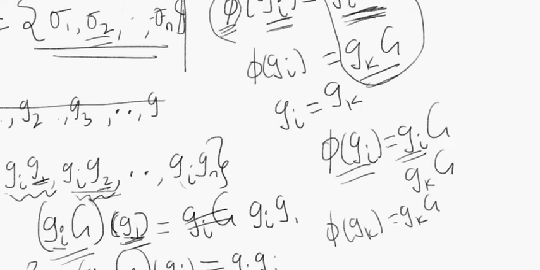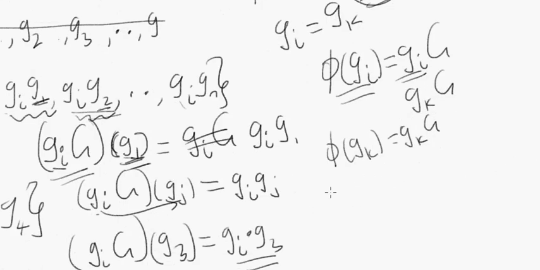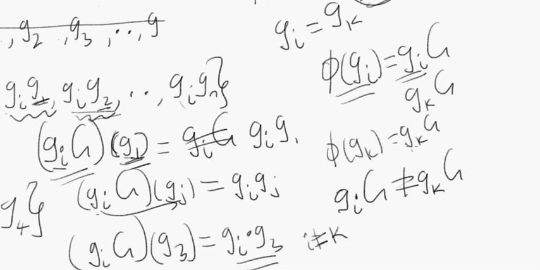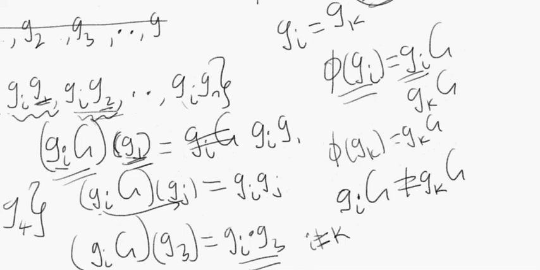And by the way, another thing, actually maybe that's something we'll prove later. I guess the way to prove this would be to show that GIG can never equal GKG, where I does not equal K. If we show this, then we would have shown that, actually that is precisely what we need to show.